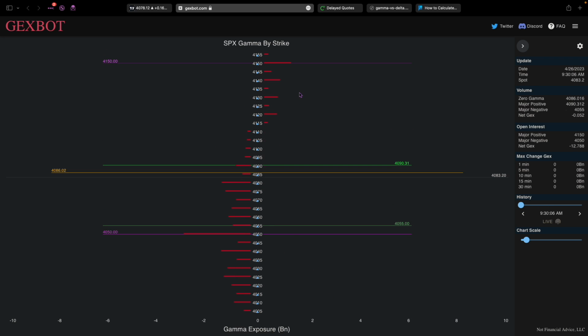So one issue that we have is that open interest just tells us the open contracts from yesterday. It doesn't tell us what is going on today.